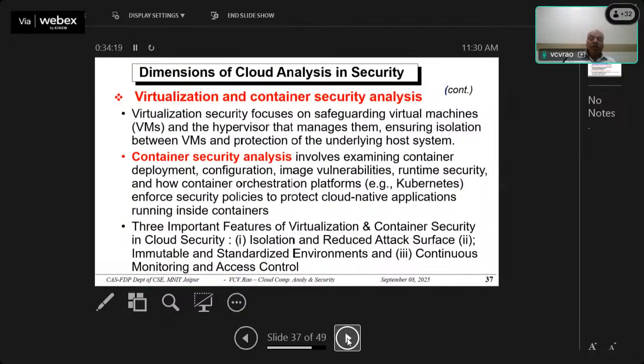Virtualization analysis: how many VMs are there, how the hypervisor manages them, how many VMs are carrying workload, and how the VMs work on the underlying host system. That's about virtualization. Now, container security: how many container deployments there are, and the configuration, runtime security, how the container orchestration platforms work, and what the security policies are. All these things are also very, very important when you talk about the dimensions of cloud security.